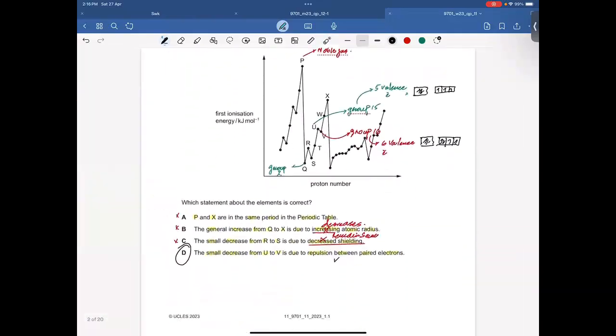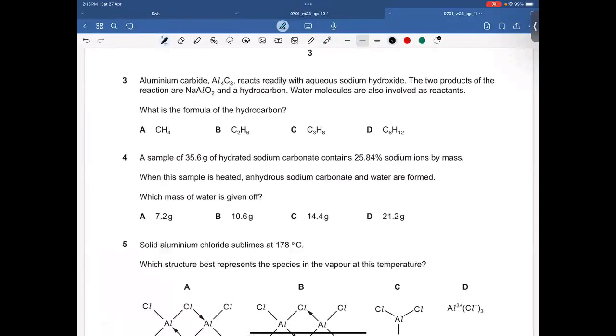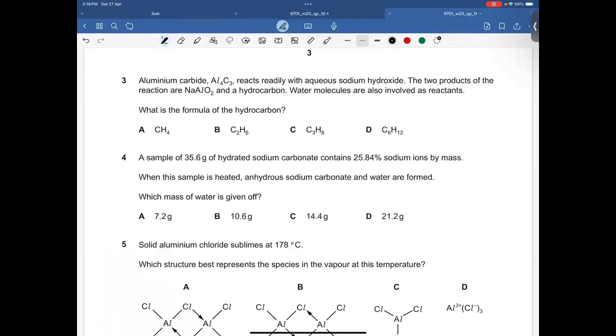Question number 2 is done, and then question number 3. Okay, aluminum carbide reacts readily with aqueous sodium hydroxide.